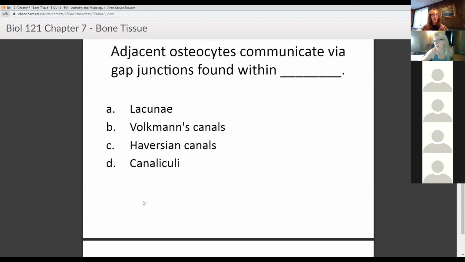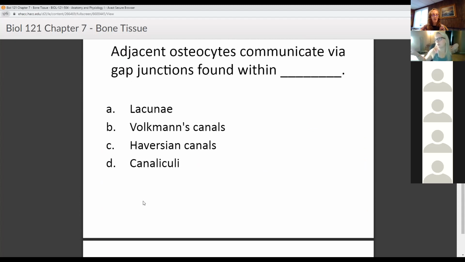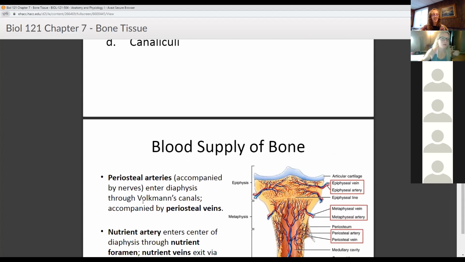No, I think the gap. Yeah, it makes sense now. The gap gave it away because the canaliculi is like out in whatever land it's in. Right, with the gapping, it gave it away. Okay.